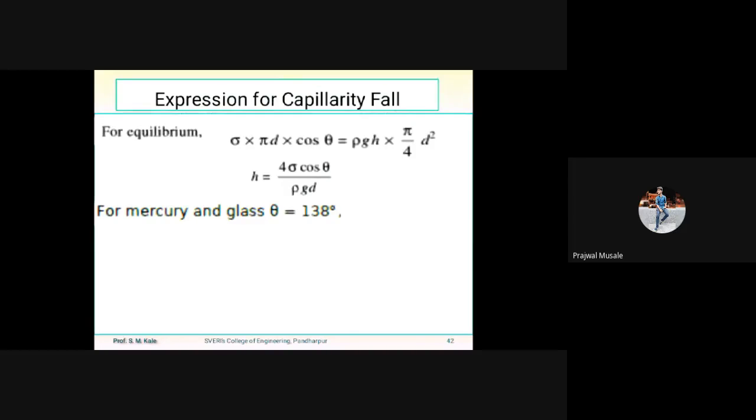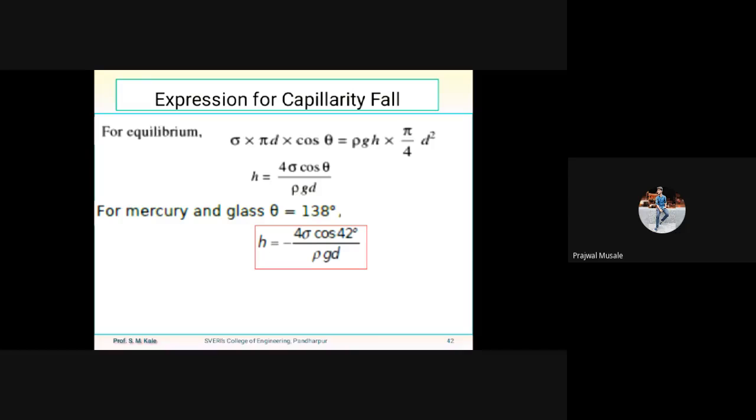So if I put the value of theta as 138 degree, then that will be in the second quadrant. So the final equation I am getting is h is equal to minus 4 sigma. The minus term will be there because we are getting the second quadrant. So cos of 180 minus 138. So I am getting that h is equal to minus 4 sigma cos of 42 degree divided by rho g d. So this is the equation.